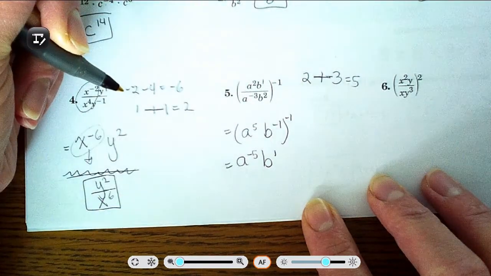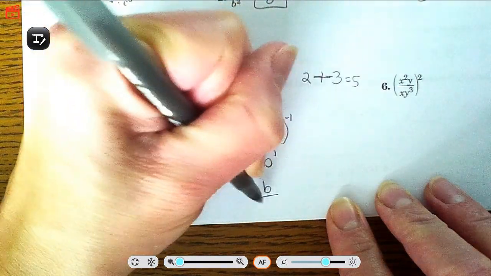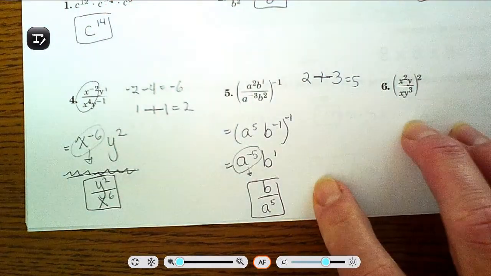And then I can't leave that as my final answer. I need to sink the a to the negative 5th. So I get b over a to the 5th. All right, number 6.